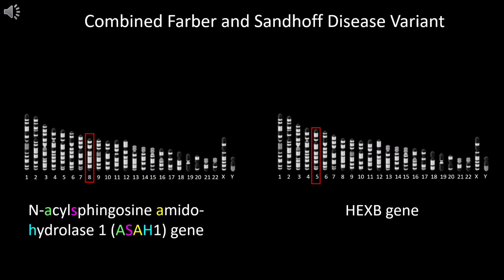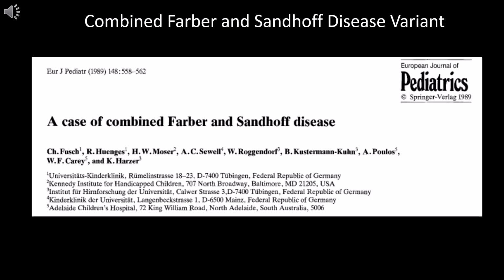Farber lipogranulomatosis type 6 is often referred to as combined Farber and Sandhoff disease variant. It is due to concomitant mutation of the ASAH1 and HEXB genes. The latter is the gene involved in Sandhoff disease, a condition we will address in a few minutes. So, for now, let's just say about this very rare disorder that it presents in a similar fashion as Farber lipogranulomatosis type 5, but accompanied by hepatomegaly, and it has an earlier age of presentation.